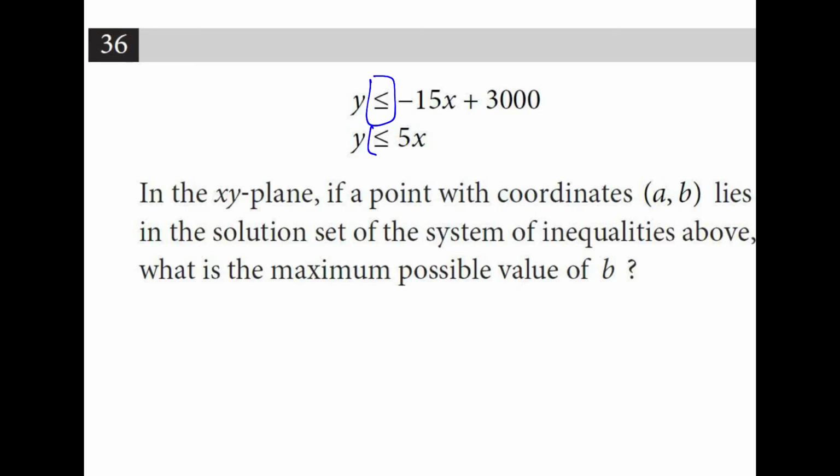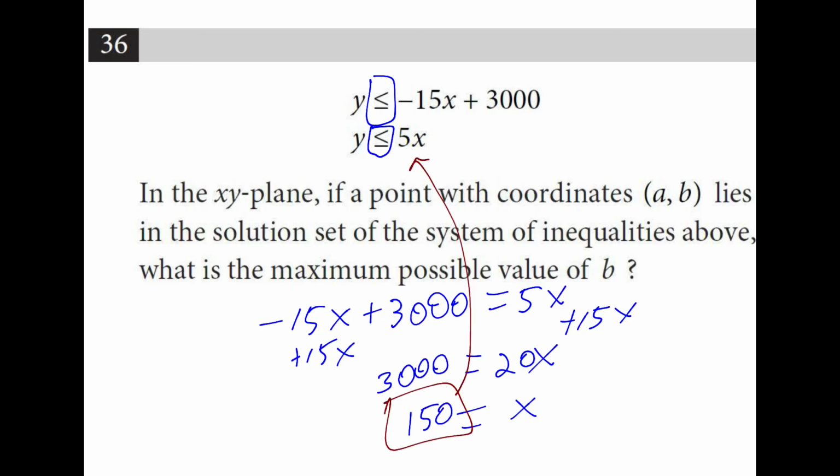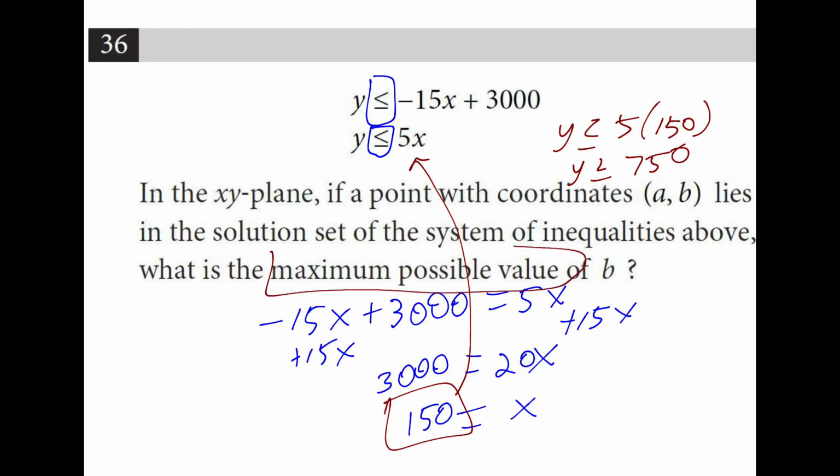Since these are less than or equal to, I can solve for x by setting them equal to each other. If I add 15x to both sides, I find that 3,000 is equal to 20x, and if I divide that out, I get that x is equal to 150. I can plug that back in, so y is less than or equal to 5 times 150, or y is less than or equal to 750. If we're looking for the maximum possible value, that is going to be 750.